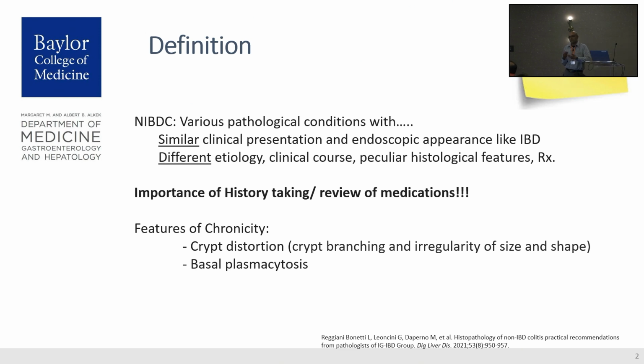And if a pathology result comes back as questionable IBD, look for these two important things. Features of chronicity mean crypt distortions, essentially branching and irregularities in the size and shape, and basal plasmacytosis. If you don't see those things, it is probably not an IBD.